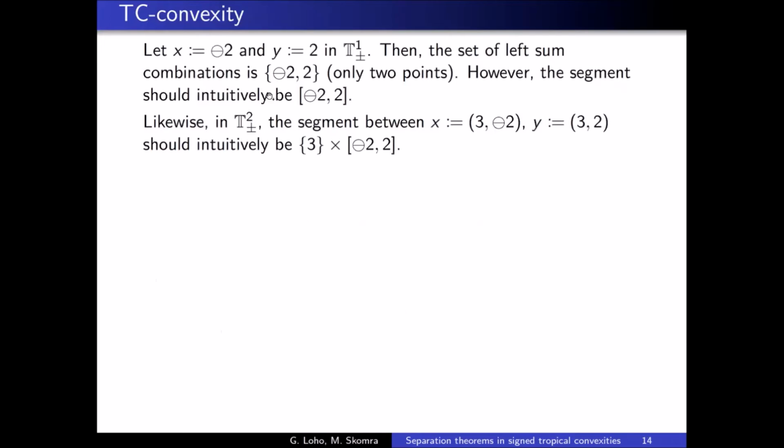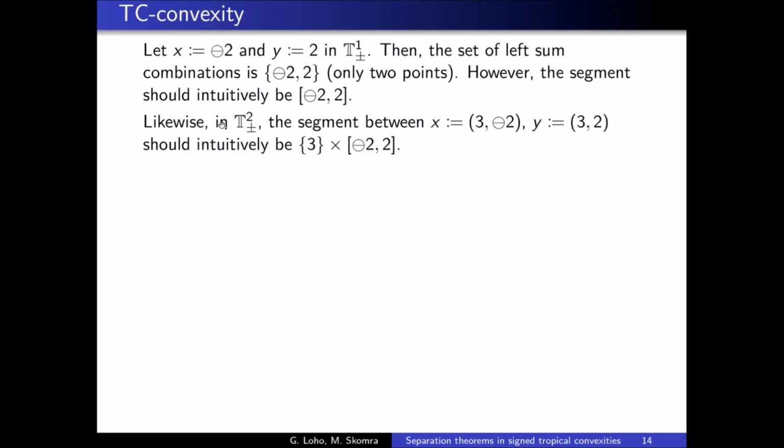In order to see that, let us go to dimension 1. Suppose that I have these two points, -2 and 2, in dimension 1, and you try to make all of these convex combinations with respect to the left sum. Then what you will discover is that the only things you get are these two points, -2 and 2, and you don't get any other point. However, it is intuitively clear that the segment in dimension 1 between -2 and 2 should be the whole interval between -2 and 2, right?